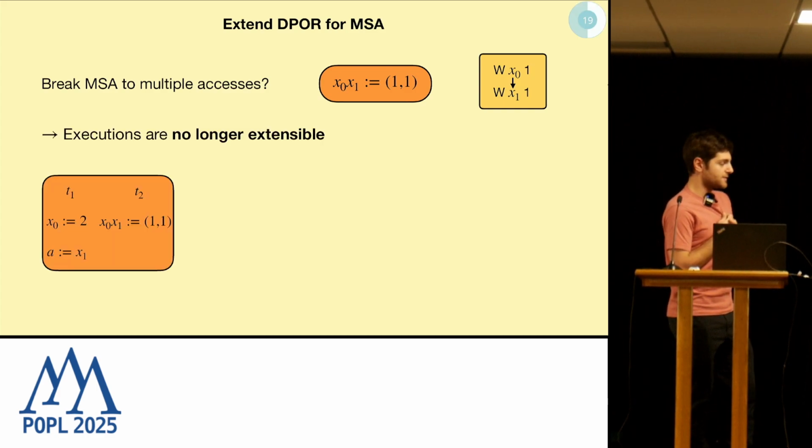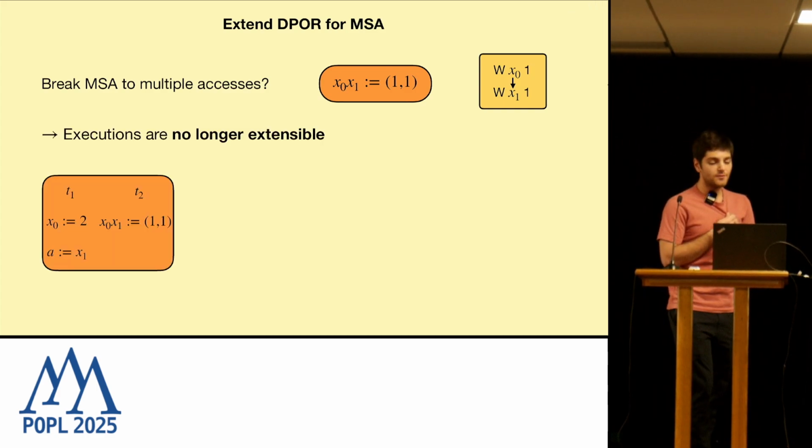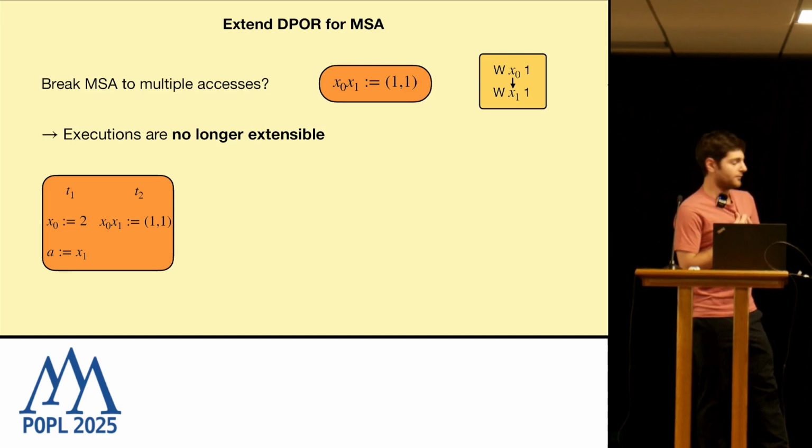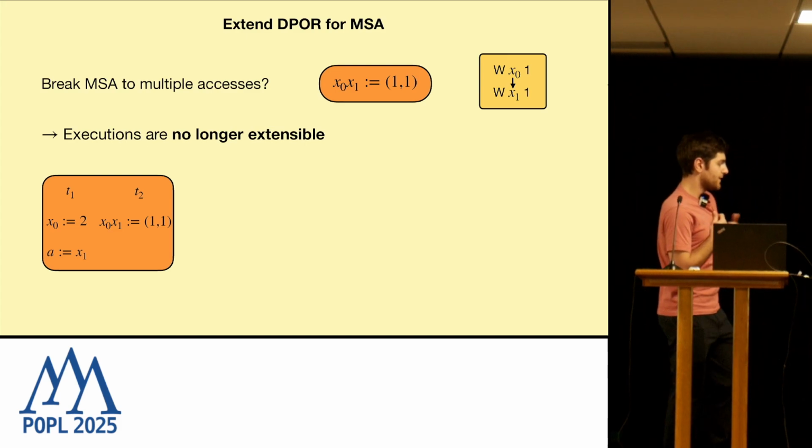But unfortunately, this doesn't work. And the problem is that you're creating executions that are not extensible. So take this program, for example, 2 threads. The first one is writing 2 to the first byte of x, and then reading the second byte. And the second thread is the instruction on the top, which just writes 1 to both bytes.